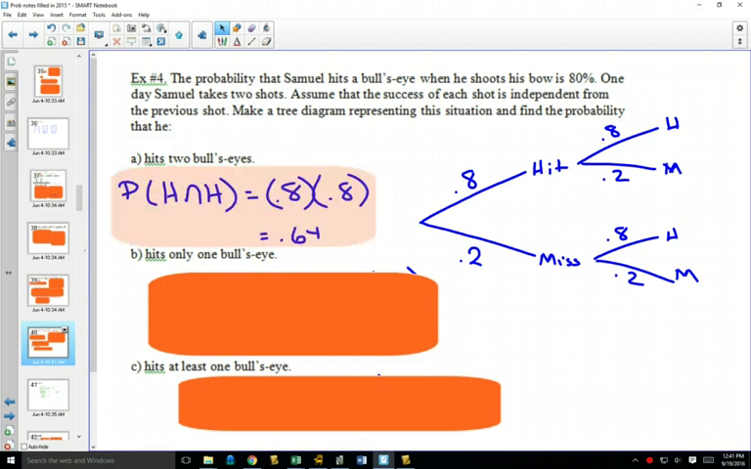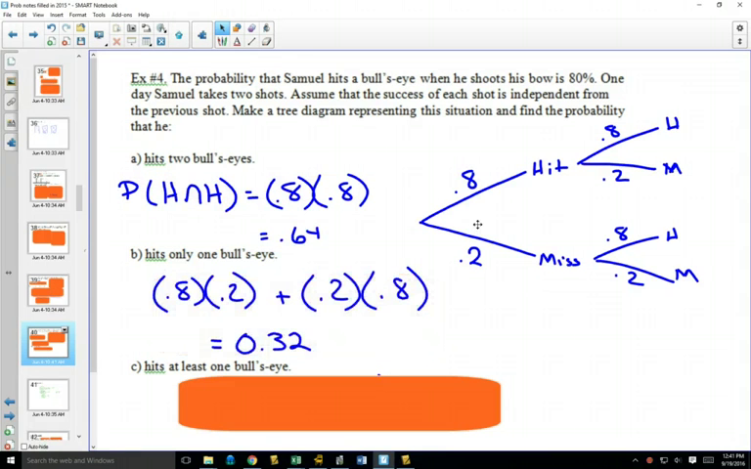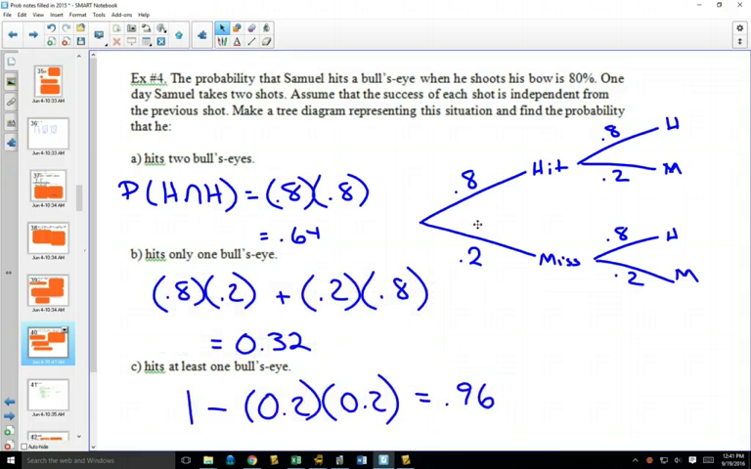2 bullseyes would be a hit and a hit. One bullseye would be 2 cases. And at least one bullseye probably makes sense to do 1 minus both misses.